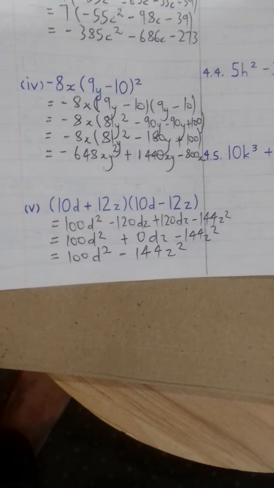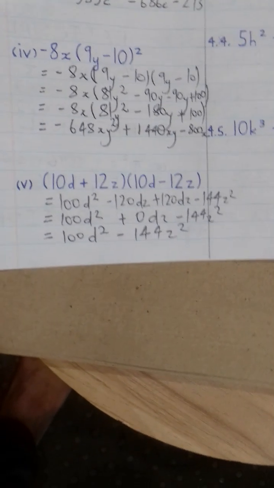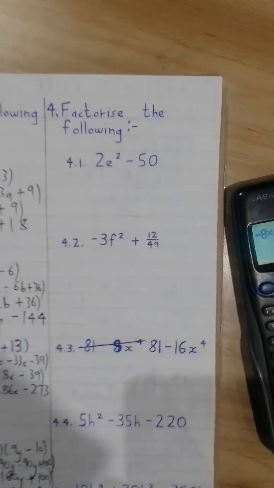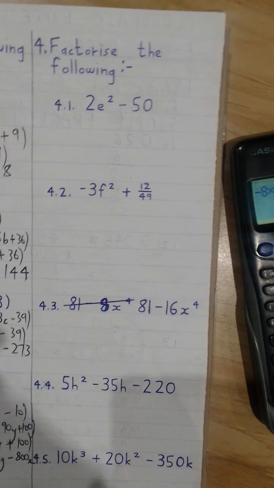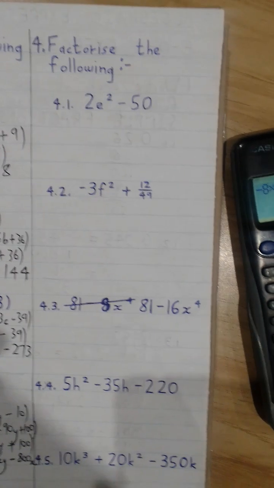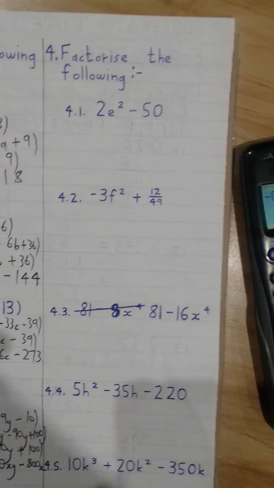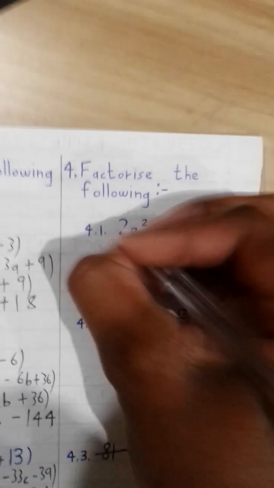I hope that is clear and I hope that makes sense. Number 4 states, factorize the following. 4.1. 2e squared minus 50. The common factor is 2.